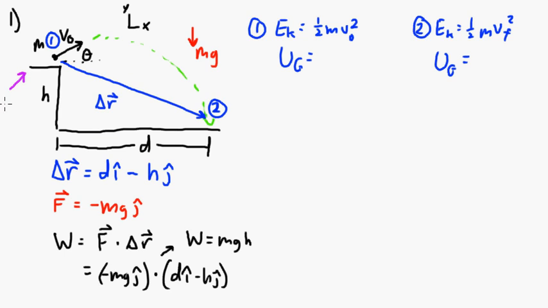So we're going to say U due to gravity is 0 here. So potential energy due to gravity at the top is 0, which means at the end, when it's gone down by h, potential energy is going to be negative mgh. So, and then you can calculate mechanical energy for both.